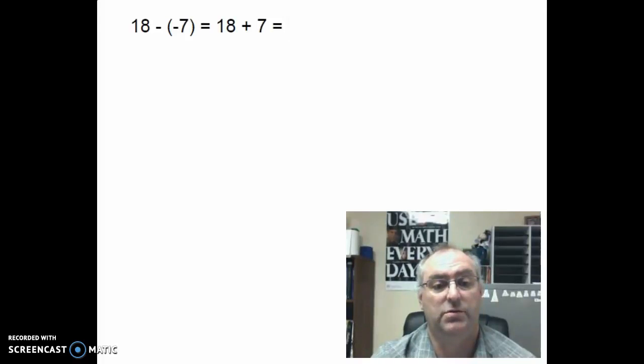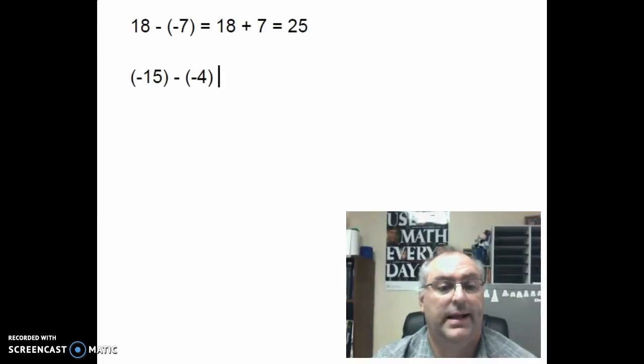We have two numbers with the same sign, so we add them. And the answer takes the sign of the larger absolute value. 18 has the larger absolute value, so our answer is positive.